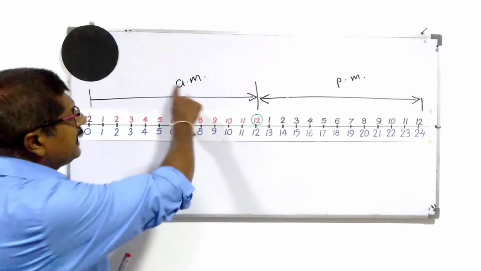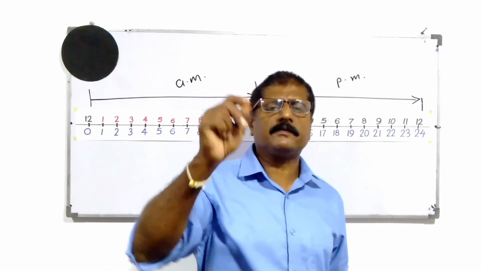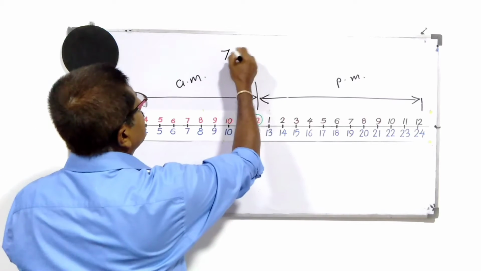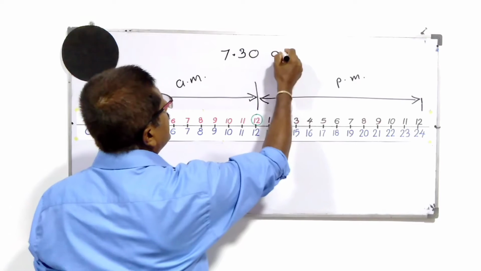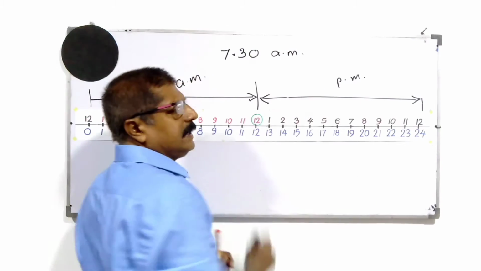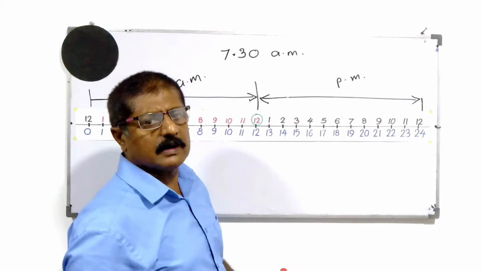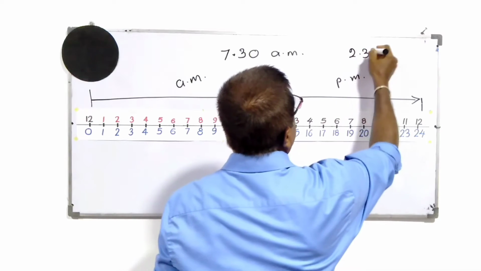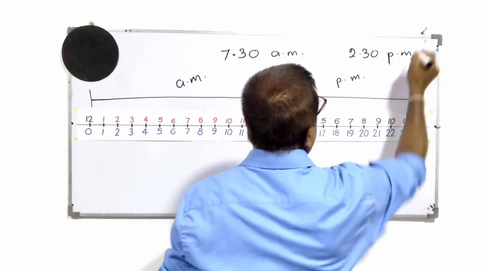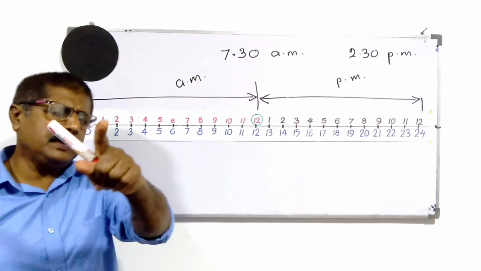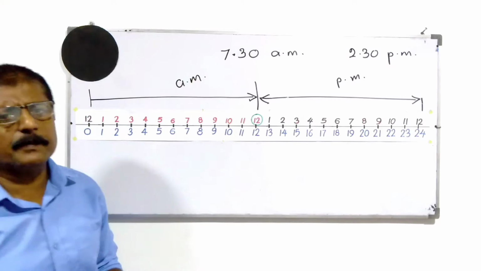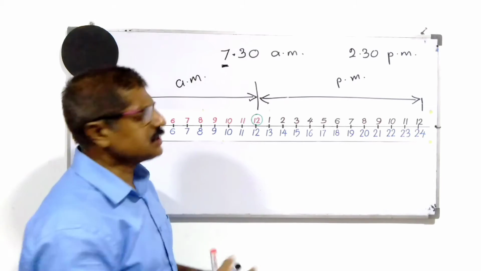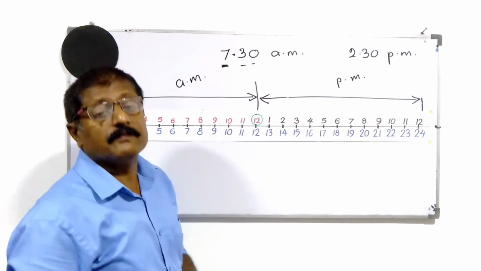Then when we write time in the 12-hour system, if the school begins at 7:30, it is 7:30 AM. But if your tuition classes begin at 2:30 in the afternoon, it is 2:30 PM. Now when you write time using the 12-hour format, you can write only 1 digit for the hour section, but 2 digits for the minute section.